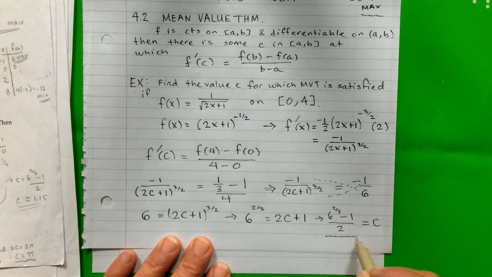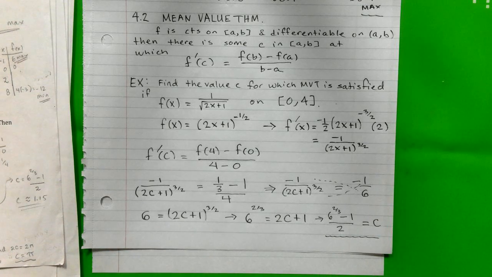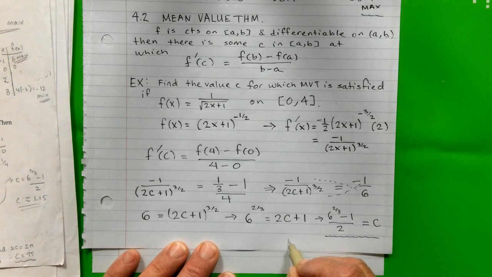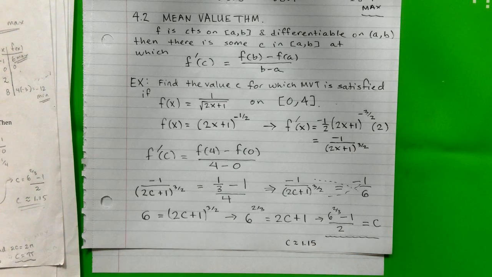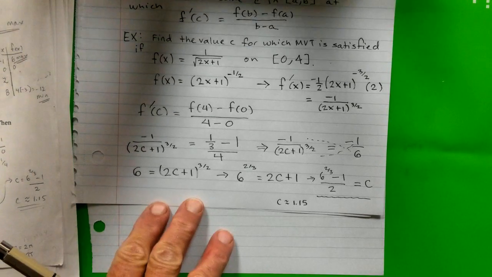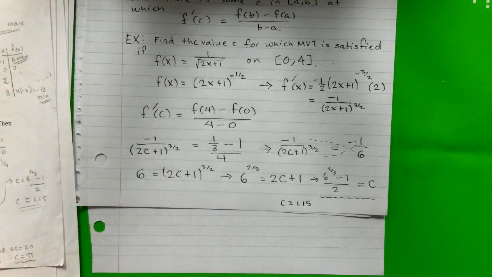We need to know if that's in our interval. We're told that it is. So I whip out a calculator, and I find that that value of c is about 1.15. And that is between 0 and 4. So the mean value theorem was not lying to me. There is at least one number in there at which the slope of the tangent line is equal to the slope of the line between the two endpoints.